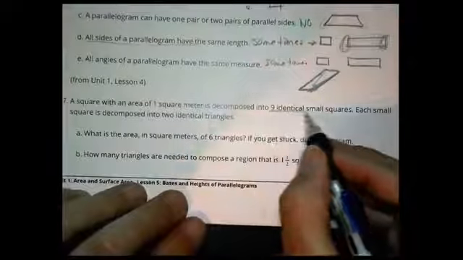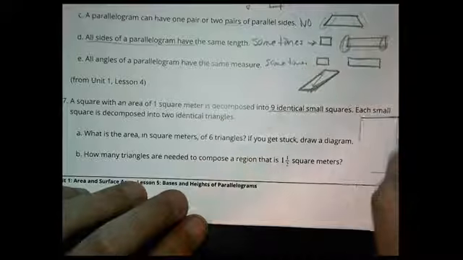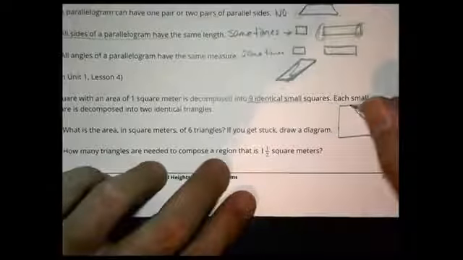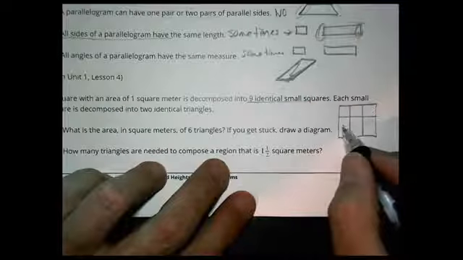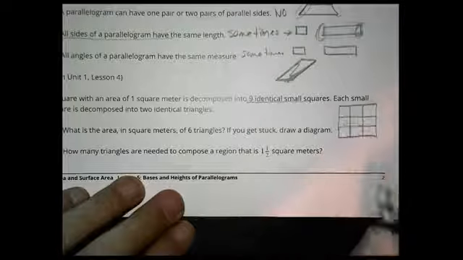Okay, number 7. A square with an area of 1 square meter is decomposed into 9 identical small squares. Alright, so we have a square, like so, and it is decomposed into 9 identical small squares. So that would be like taking a line like this, and this, and this, and this. Sometimes it just helps me to draw a picture to see what they're talking about. So the one big square becomes 9 identical ones.